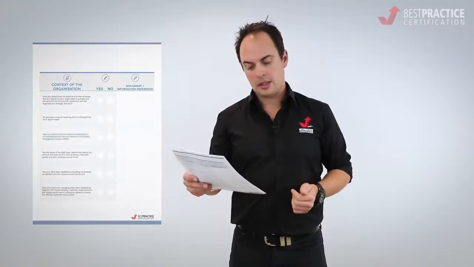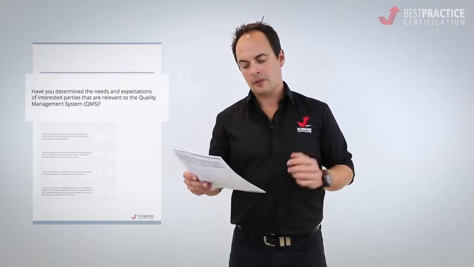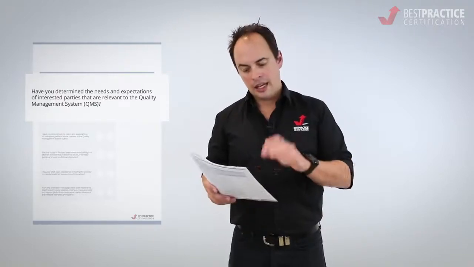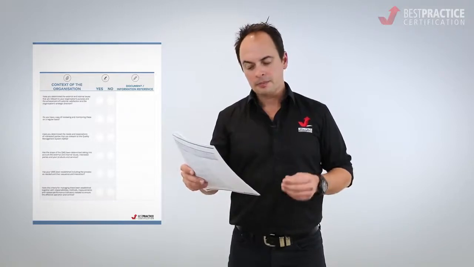The third question here is saying, have you determined the needs and expectations of interested parties that are relevant to the quality management system? So here you could be looking at a stakeholder analysis, maybe as a brainstorming exercise on a whiteboard or on some butcher's paper, looking at all the different stakeholders in your organisation and what they're interested in, what they're concerned about, what you can do to make them happy, what you can do to make them upset. So doing a stakeholder analysis and then starting to identify any unique requirements that they've got, and again, dropping those into that risk register that we talked about a couple of questions back.